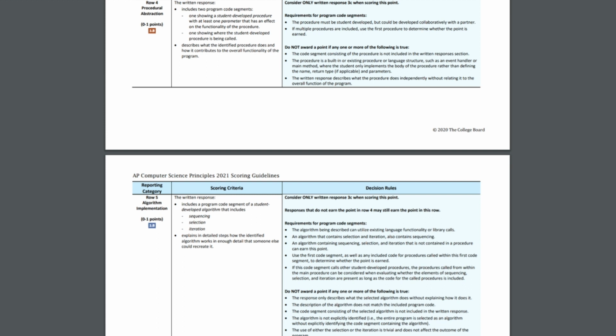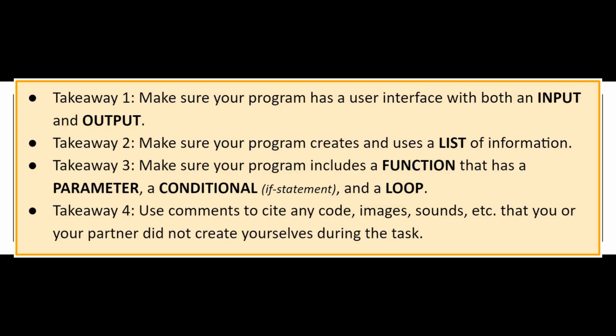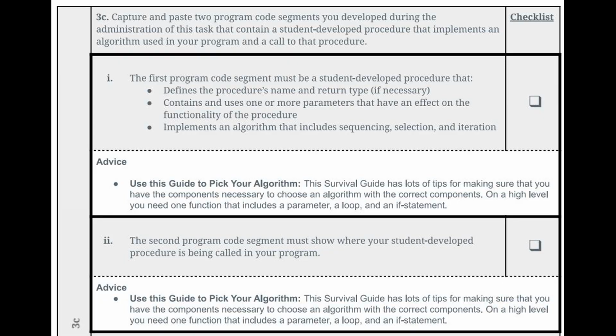If you think back to our takeaways, this is takeaway 3 right here. Make sure your program includes a function that has a parameter, a conditional, and a loop. So this is the part of the rubric where that comes from. Much like above, you have to copy and paste 2 parts of your program. The first one is going to be the function that has a parameter, a for loop in it, and a conditional, which again is an if else, or else if statement.